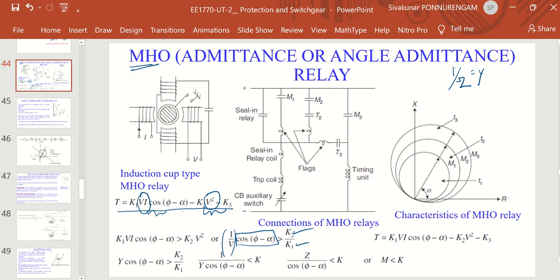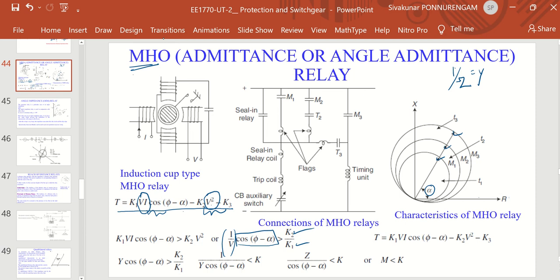So what is alpha? Alpha is the line angle in the R-X diagram, which lies here. This is alpha. These are the zones available: M1, M2 and M3. That is the number of zones which are covered.